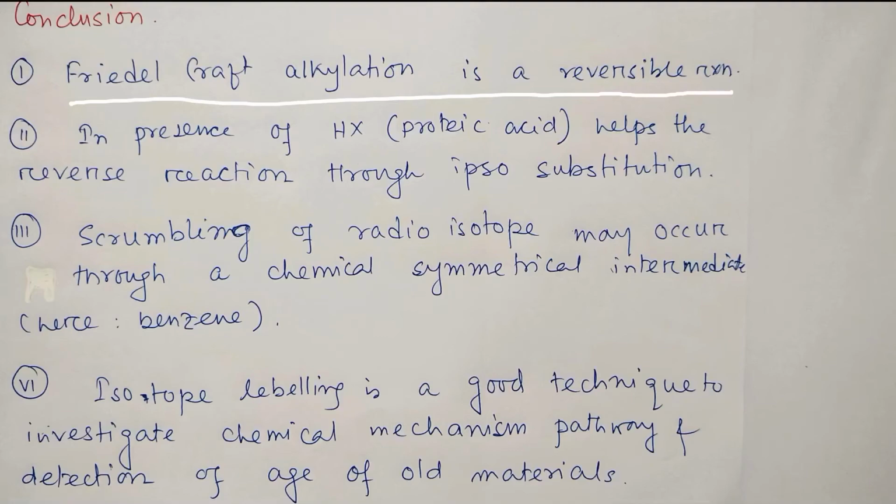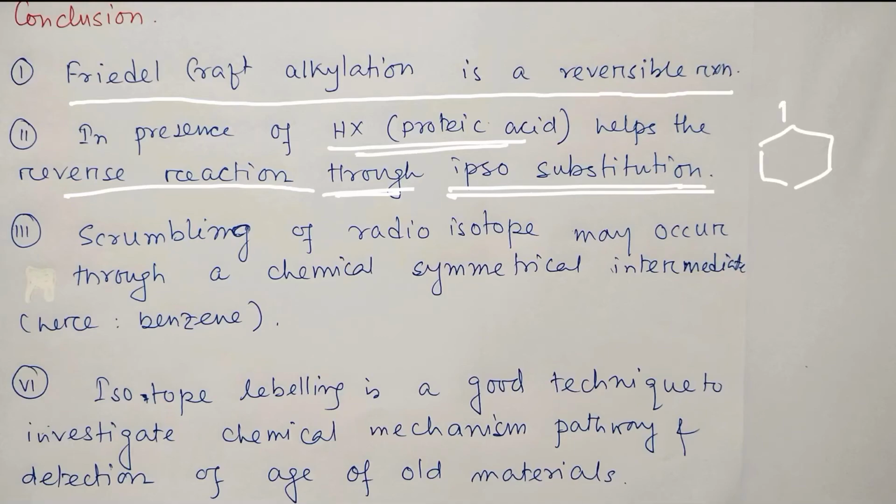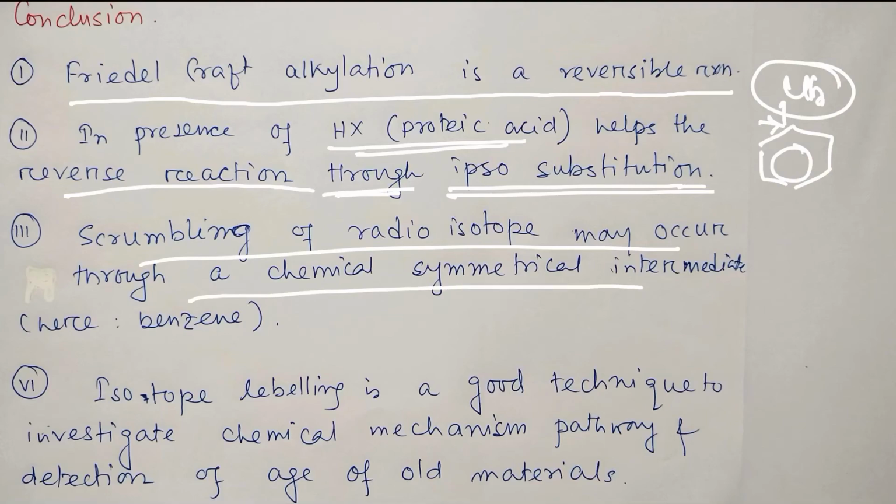Fine. Okay, another thing, in presence of HX, protic acid, which helps in reverse reaction of Friedel-Crafts alkylation through ipso substitution. Okay, because when it attaches to that carbon, here when it attaches, then only is it possible to remove this functional group. Fine. Okay, scrambling of radioisotope may occur through a chemically symmetrical intermediate.